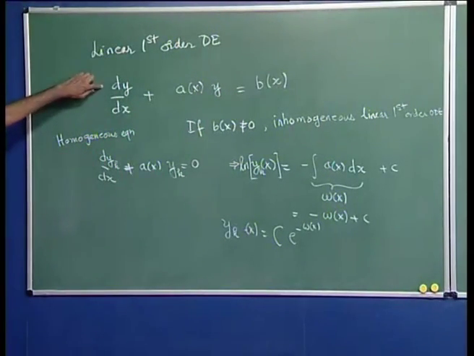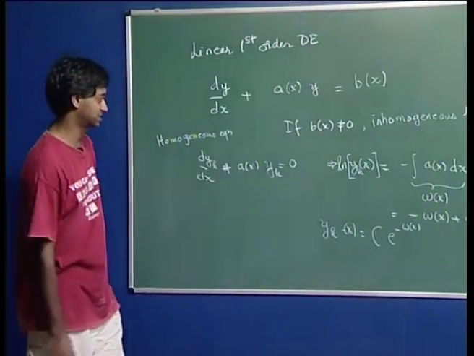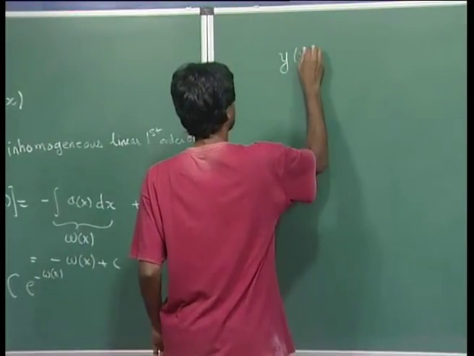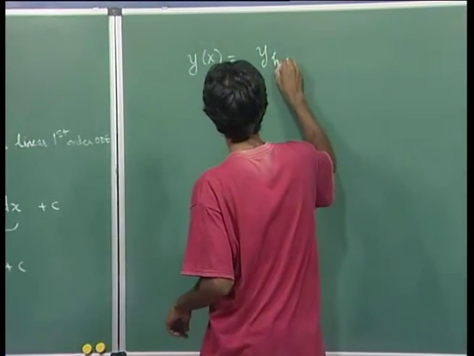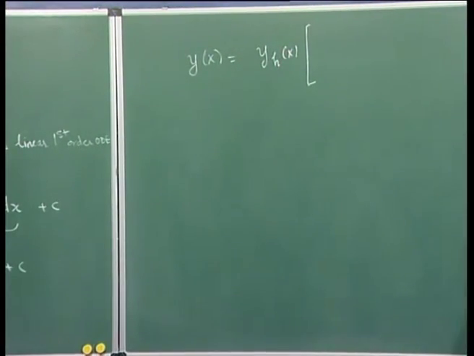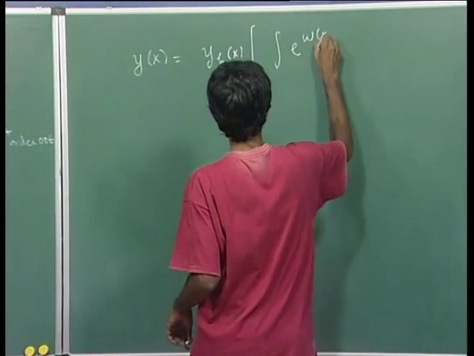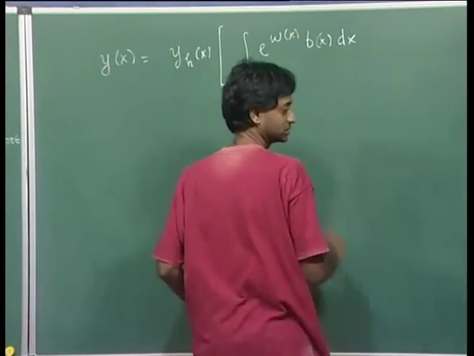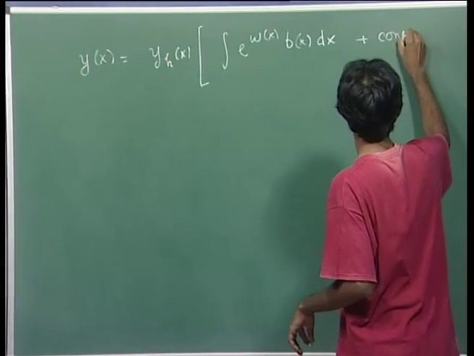Okay, now the inhomogeneous equation, the solution of this differential equation is related to the solution of this homogeneous equation in this form. So y is equal to yh of x times the integral of something dx plus a constant.